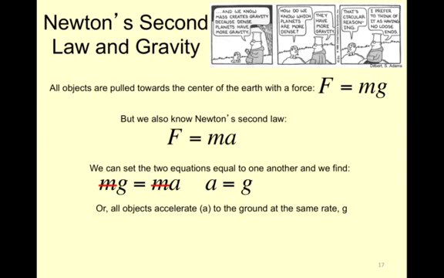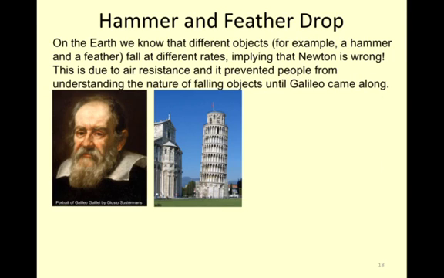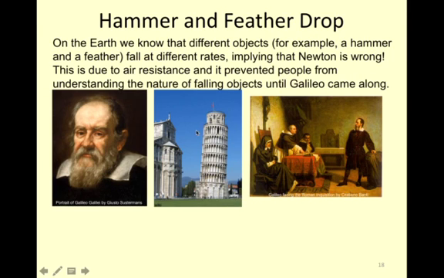But if we put them in a vacuum and we go to the moon, then they fall at the same rate. Galileo told that to people, and he did it from the Leaning Tower of Pisa, where he dropped objects that fell at different rates, but this is due to the air resistance. It prevented people from understanding the nature of falling objects until Galileo came along.